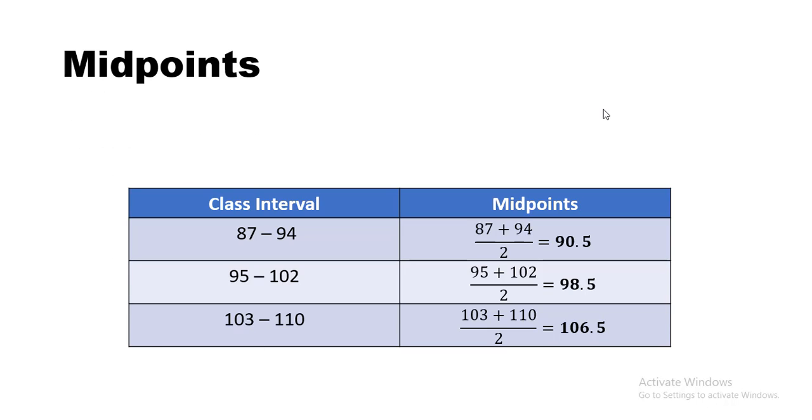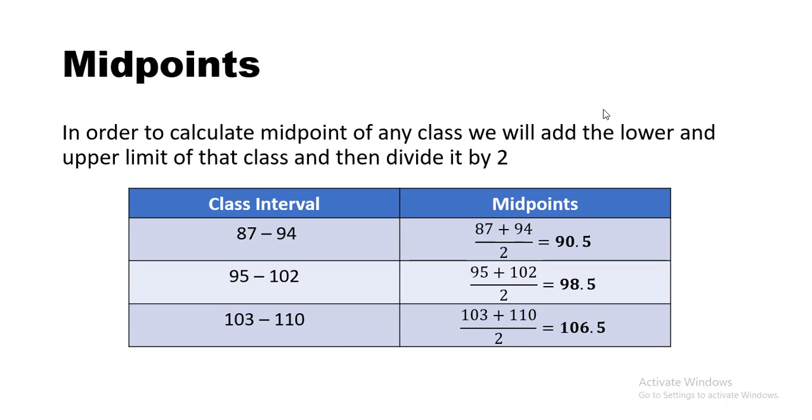Moving on, we're now going to learn about the midpoints. In order to calculate the midpoint of any class, we add the lower and upper limit of that class and then divide it by 2. This was my class interval. To find its midpoint, I'm going to add these values 87 and 94, and then divide by 2 to get the midpoint for my first class. Then for this class, 95 plus 102 divided by 2 equals 98.5. Then 103 plus 110 divided by 2 equals 106.5.